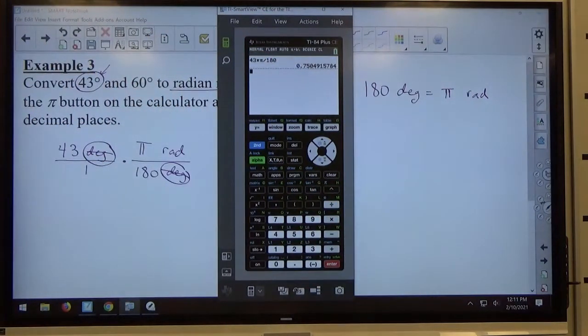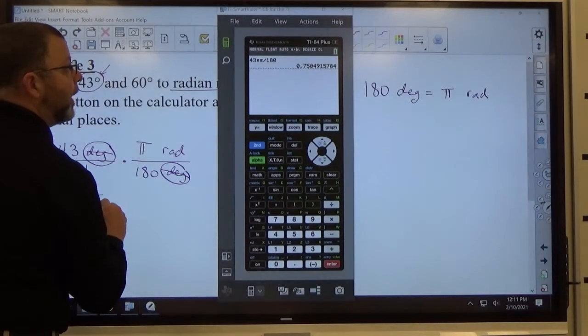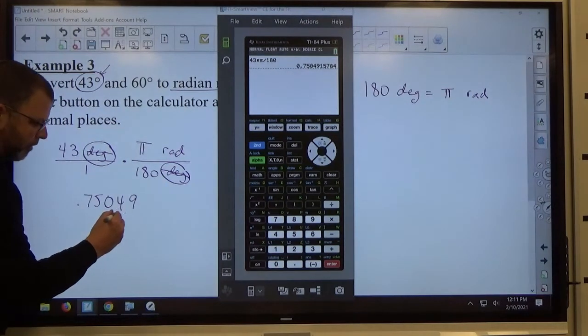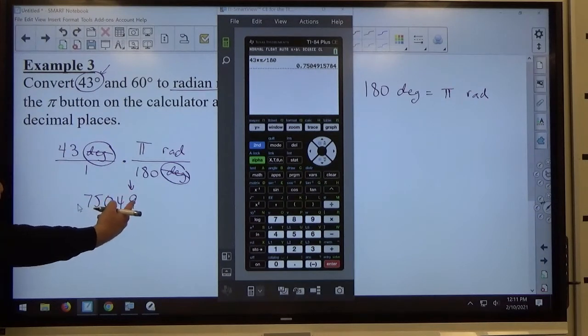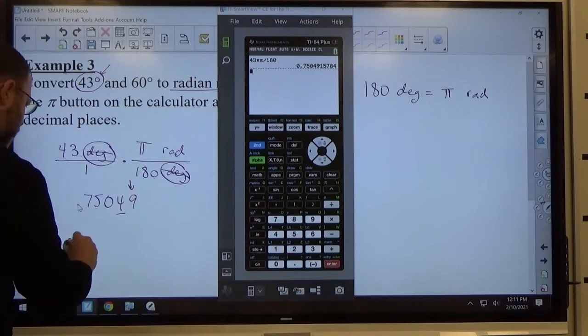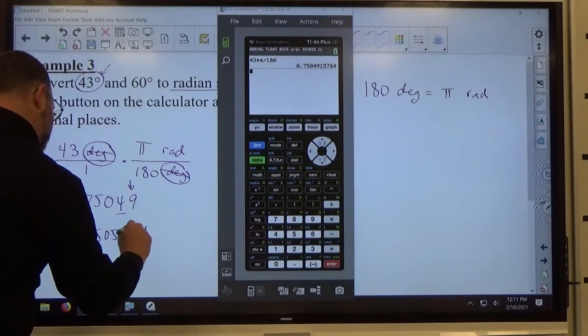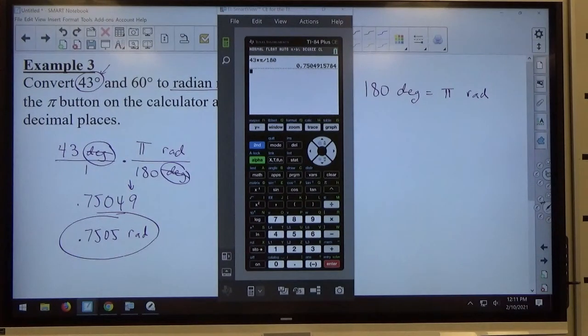If I want 4 decimal places, I have 0.75049. I'll stop at the 9. This is my 4th decimal place. This is the next digit. Anything 5 or bigger means I go up. Anything 4 or less means I stay the same. So I'm going to go up 1. So 0.7505 radians is approximately equivalent to 43 degrees.